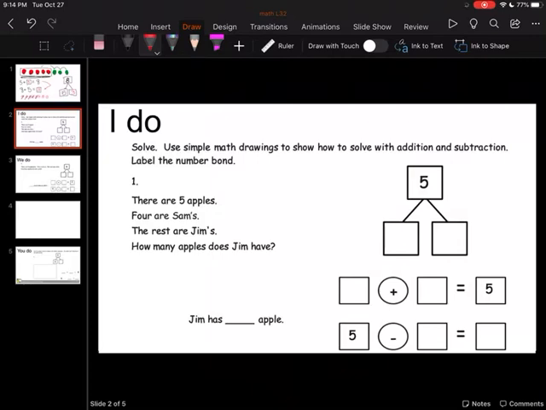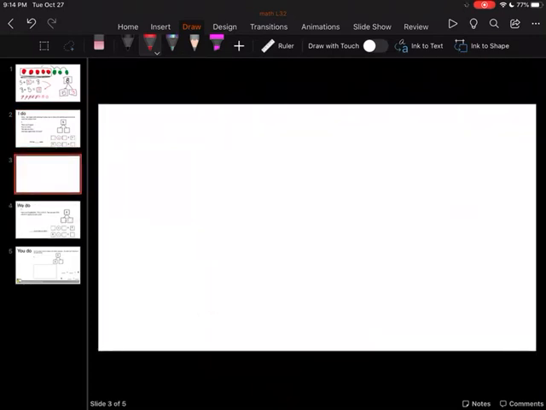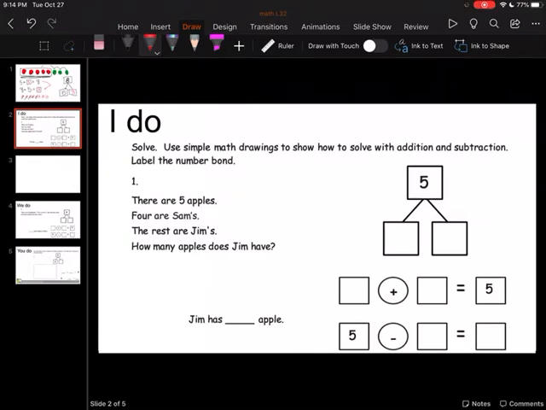So, here it says, solve. Use simple math drawings to show how to solve with addition and subtraction. So we're going to have to be using addition and subtraction to help us solve these problems. There are 5 apples. I'm going to go ahead and draw my 5 apples.